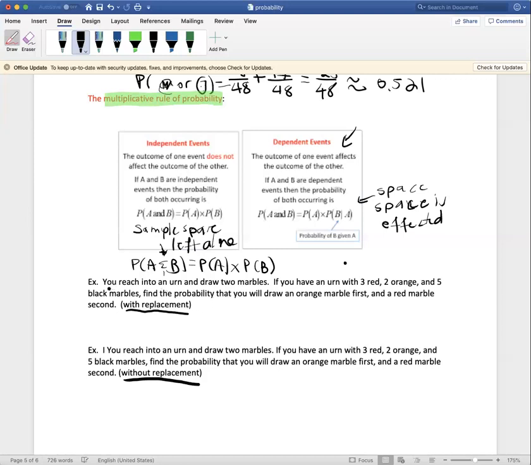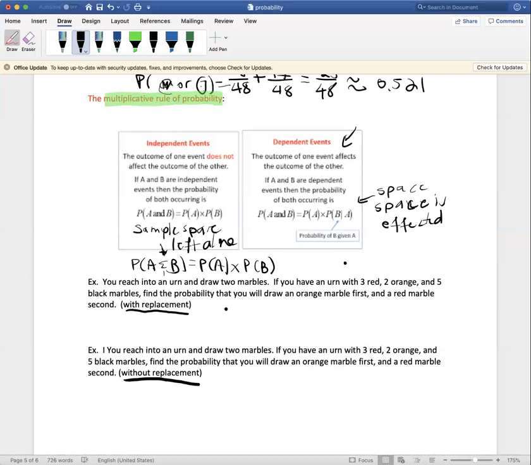And specifically in this example, you reach into an urn and you draw 2 marbles. If you have an urn with 3 red, 2 orange, and 5 black marbles, find the probability you'll draw an orange marble first and a red marble second with replacement. What that's telling us is we're going to take the first marble, look at it, then put it back in the urn and then draw the second marble. So the sample space is still a total of 10 marbles for both pulls. You pull out the first marble, you look at it, you put it back.